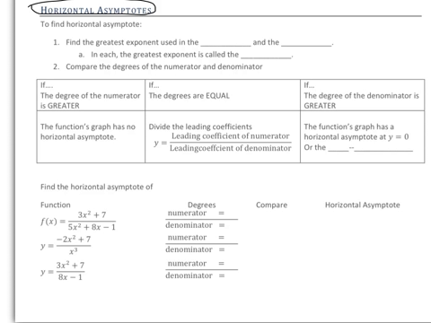So what we're going to do is find the greatest exponent used in the numerator and the denominator. And the greatest exponent is called the degree. Now we're going to compare the degree of the numerator and the denominator. Now, here's how it works.